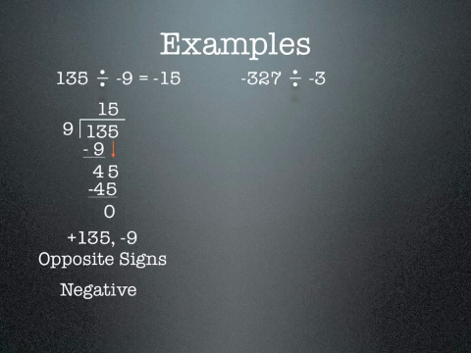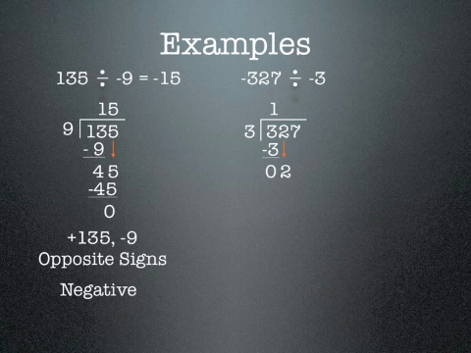Alright, let's take a look at another example here. Negative 327 divided by negative 3. Again, I just do the division as if they were positive numbers, and then I'll check for the sign later. 3 goes into 3 once. 1 times 3 gives me 3, so I subtract. I get 0. Then I need to bring down the 2.